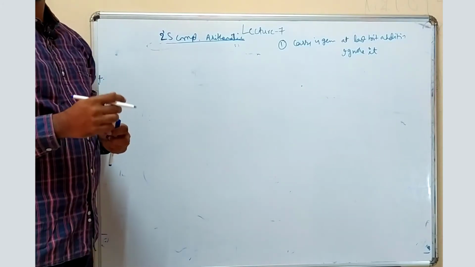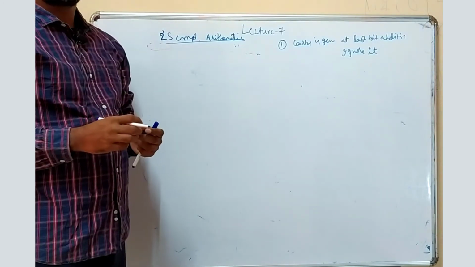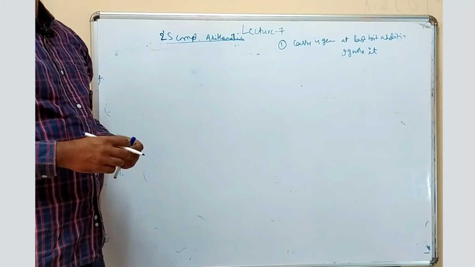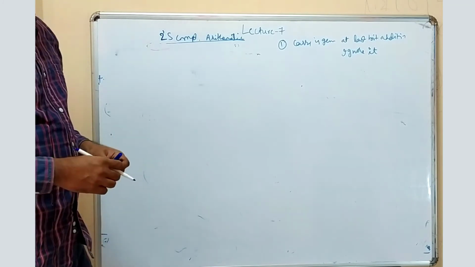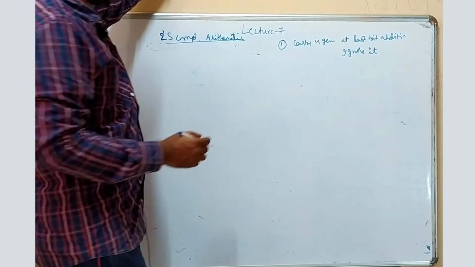Please remember, this is a major difference between 1's complement and 2's complement. In case of 2's complement, when you add two numbers, if the carry is generated at the last bit, you just ignore the carry.